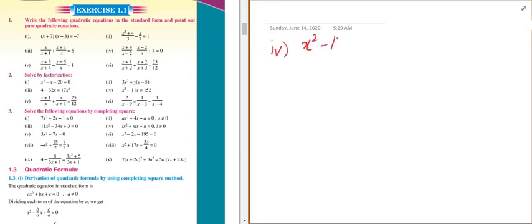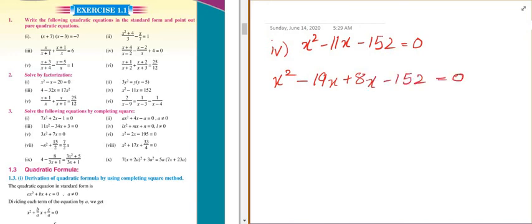x square minus 11x minus 152 equals 0. I write it in the standard form. In the question, 152 is on the right side of the equation. Just shift that constant term to the left. It becomes minus 152 equals 0. Now AC is minus 11 and just make the factors for this equation, that are x square minus 19x plus 8x minus 152 equals 0.